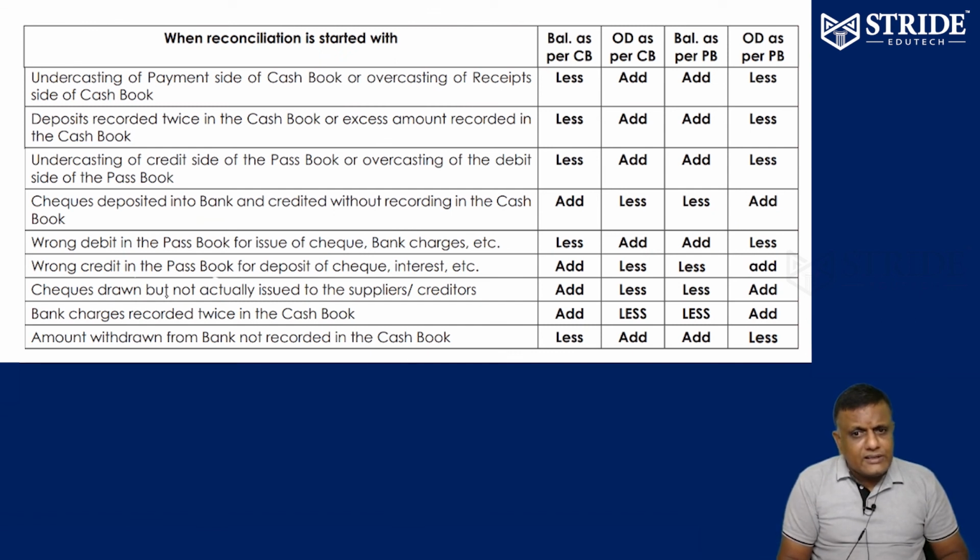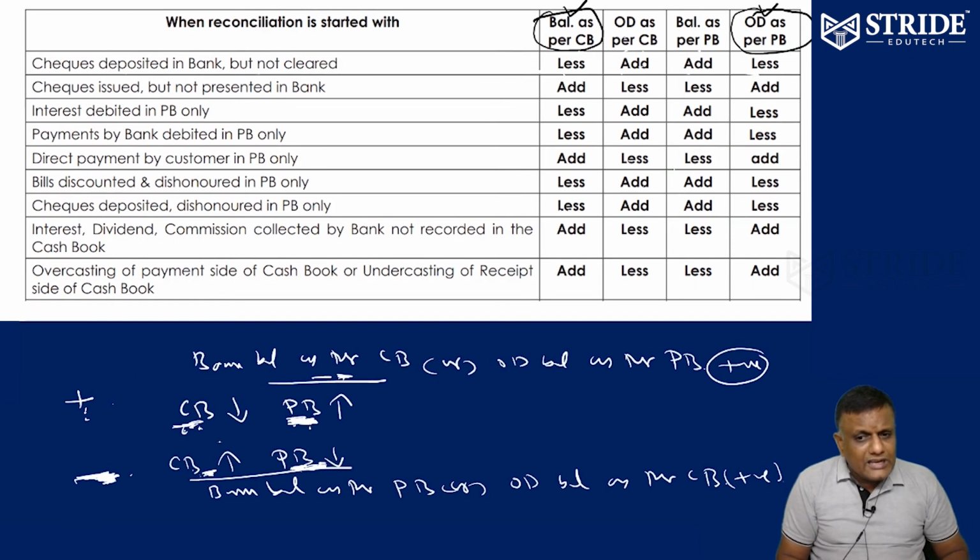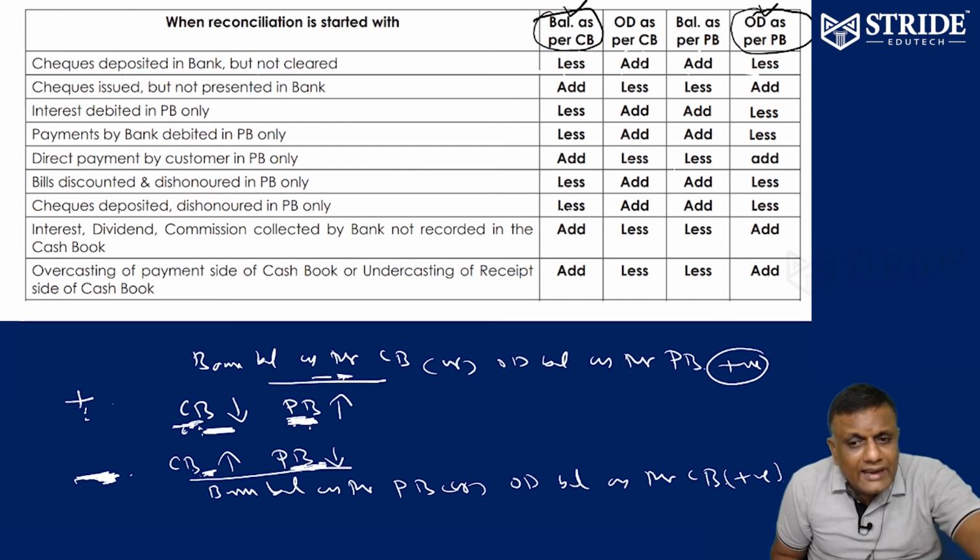Check drawn, but not actually issued to the supplier. Just enter the name of the customer. Once I enter the customer, the check is automatically issued, and once the check is issued, it is entered in the cash book. Automatically my cash book shows a lower balance. Check drawn, entered in the cash book, but not handed out to the customer.